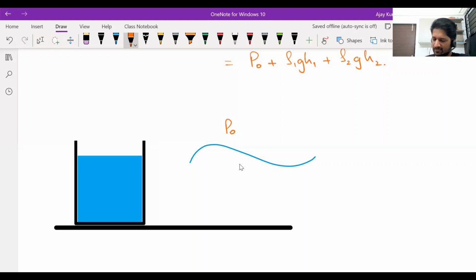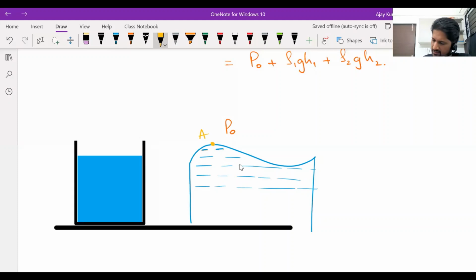Actually, what happens? Suppose the surface is like this, not flat. Now you know pressure varies with depth. Let's assume the liquid settles like this. Consider one point here, A, and consider one point here, B. Both are exposed to the atmosphere. So A should be at atmospheric pressure, B should also be at atmospheric pressure.